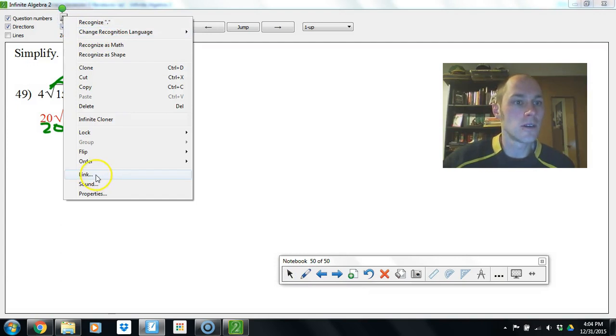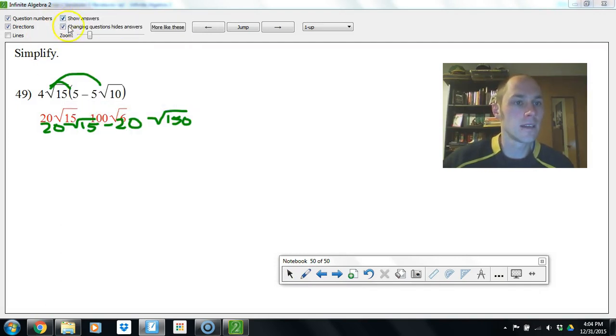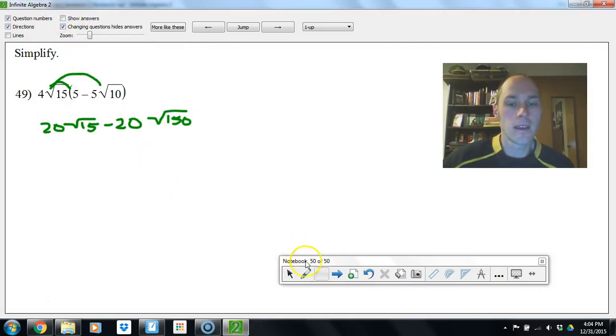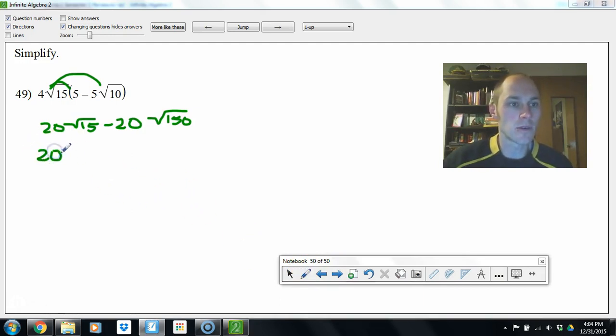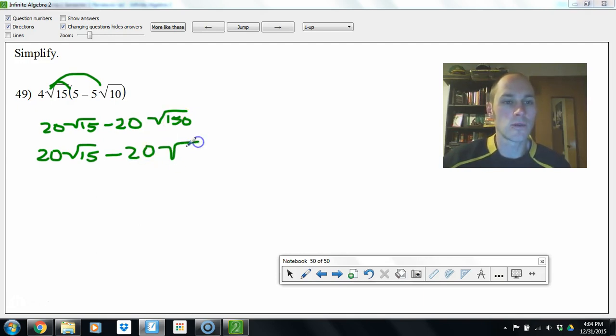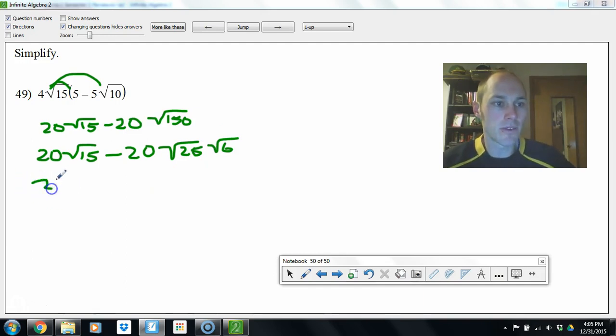Let's see. So 15, we can't break that down any further. It's 5 and 3. Square root of 5 and square root of 3 aren't perfect squares, so we can just leave that as 20 times the square root of 15. And we have negative 20 and square root of 150. 150 break into 25 times 6. And 25 is a perfect square, so we can simplify that down even further.